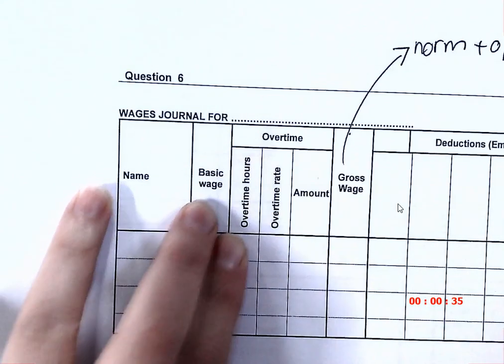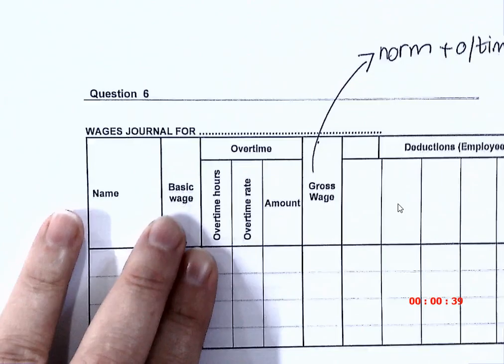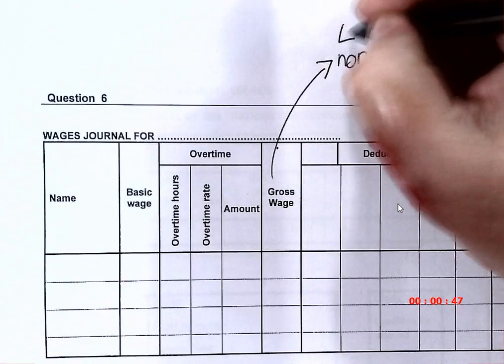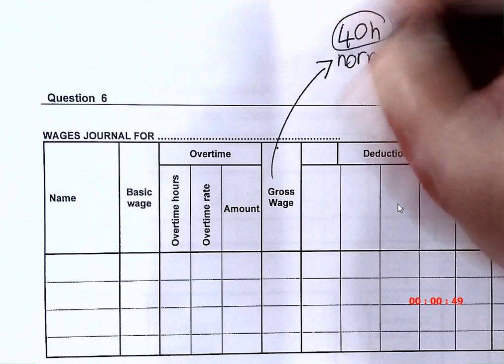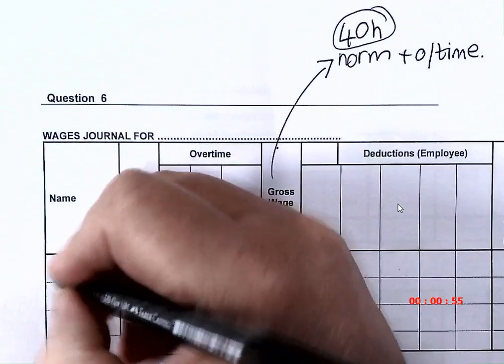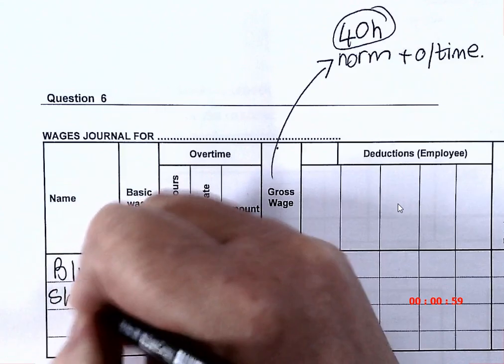It's because a wage is calculated per hour. Now, norm time is 40 hours. So anything up until 40 hours you earn norm time. So now let's look. I've got Blunt, Sharp, and File.